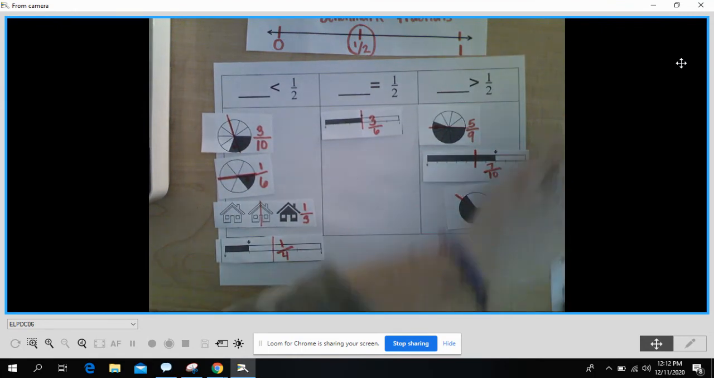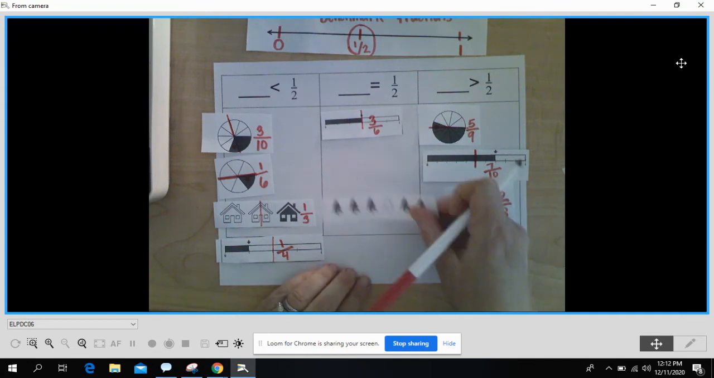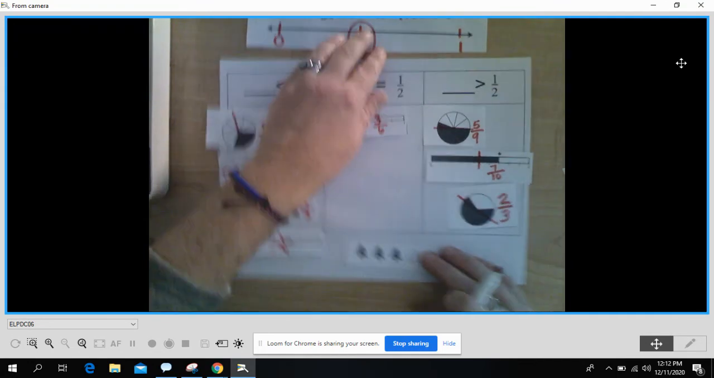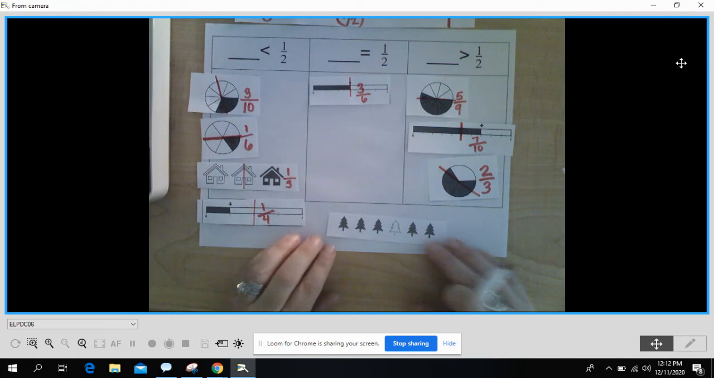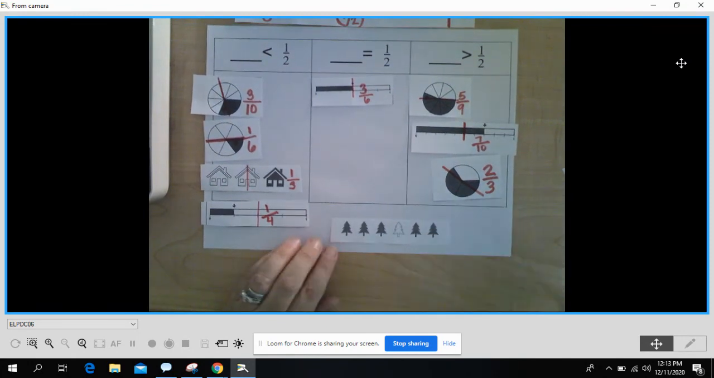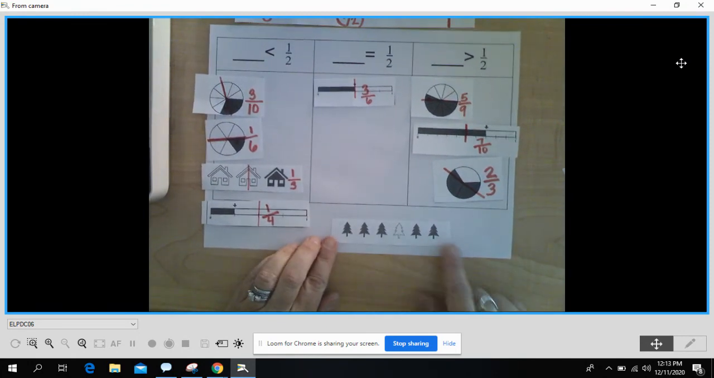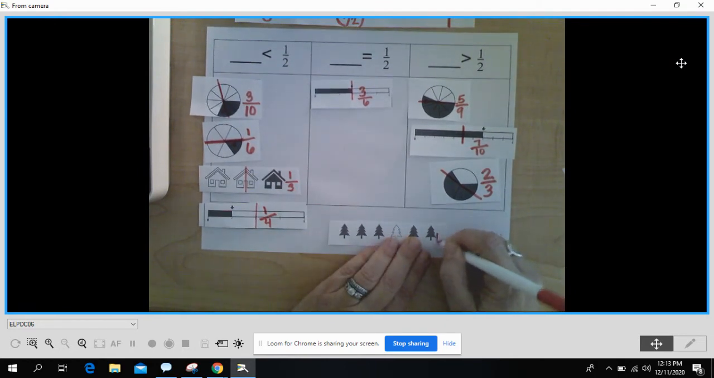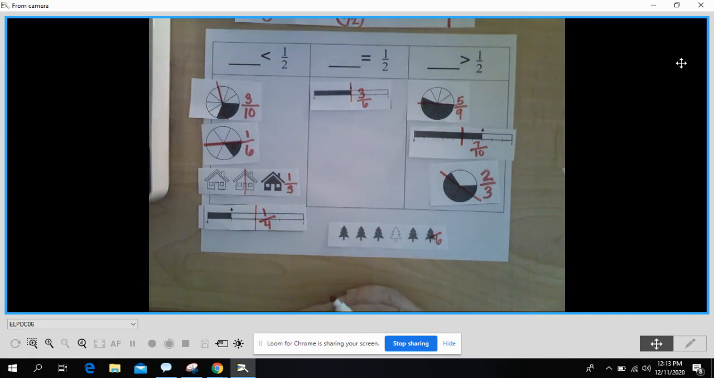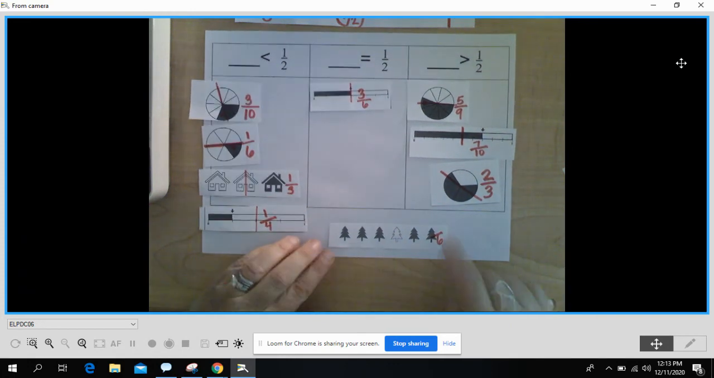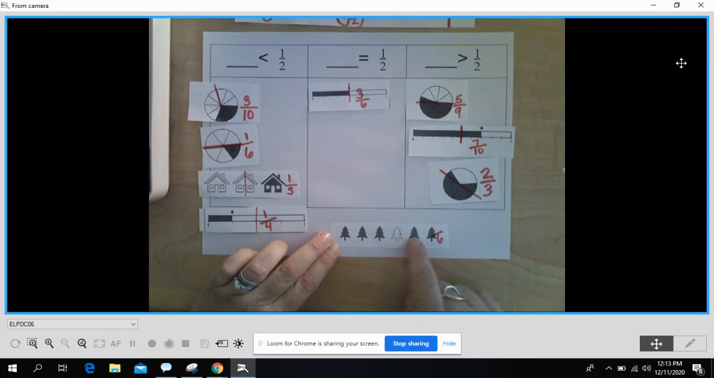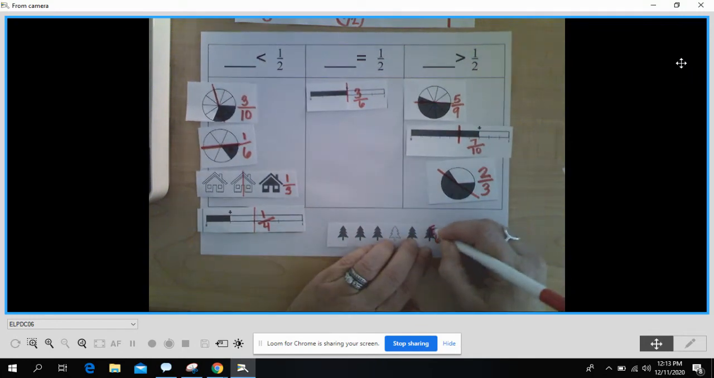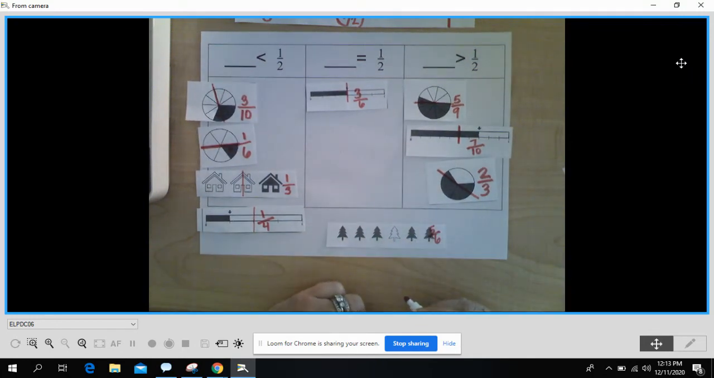All right, I have another set. I am running out of space on my sort page for us to look at these benchmark fractions. So look at my picture down here. This is perfect for this time of year. I have how many trees? There are 6 of them. How many are shaded? That's the number that will be my numerator. 1, 2, 3, 4, 5. 5 out of the 6 are shaded, so it's 5/6.